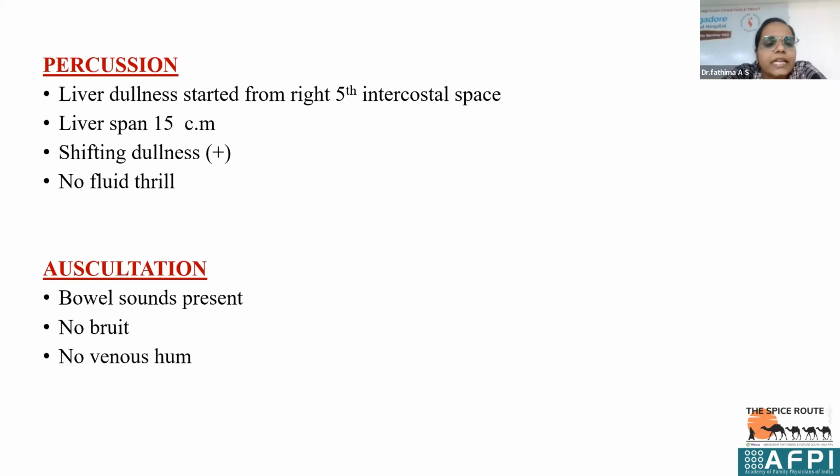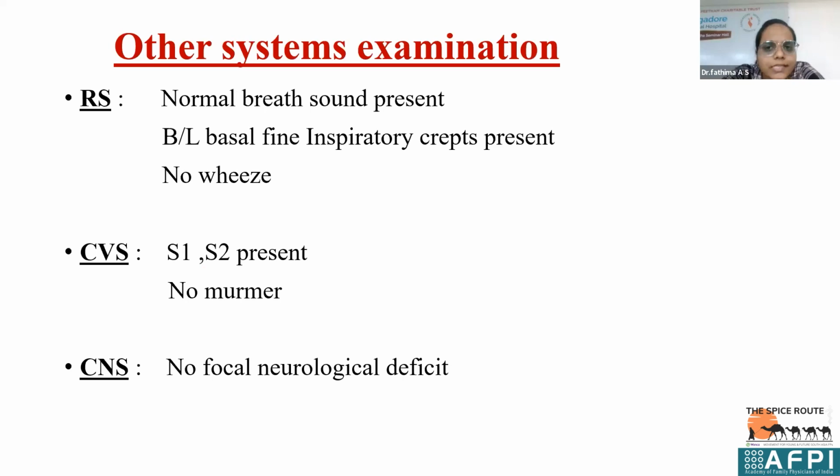On percussion, liver dullness started from right fifth intercostal space. Liver span is 15 centimeters. Shifting dullness present, no fluid thrill. On auscultation, bowel sounds present, no bruit and no venous hum. Other systemic examination: respiratory system, normal breath sounds present, bilateral basal fine inspiratory crepitations present and no wheeze. CVS: S1, S2 present and no murmur. CNS examination: no focal neurological deficit.